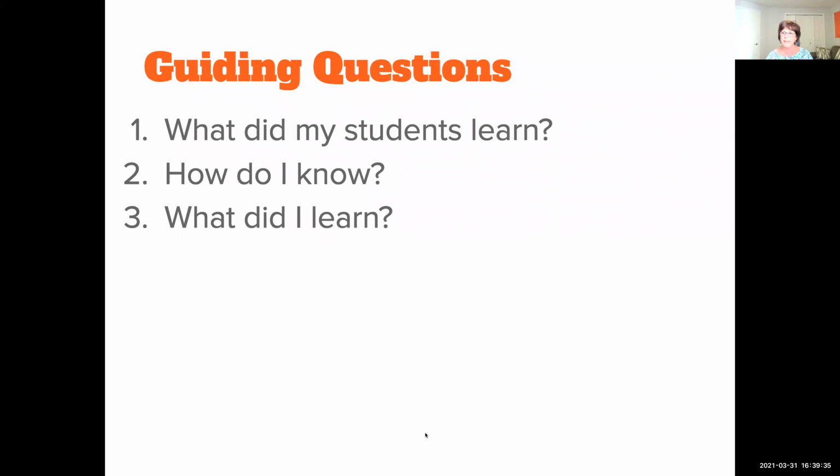Okay, so what we're really thinking about in these pieces and parts of the SPATs is, what did my students learn? How do I know they learned it? And then what did I learn? That concluding reflection piece is about what you learned. So those are the overall big guiding questions of these sections.